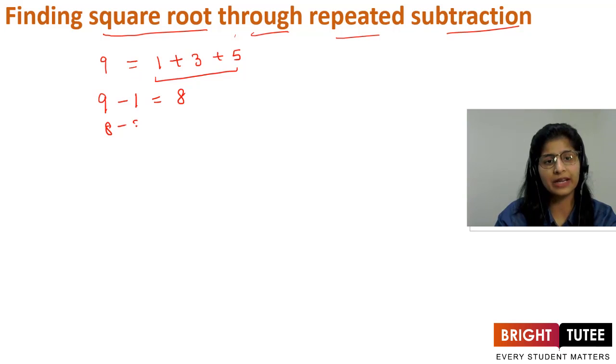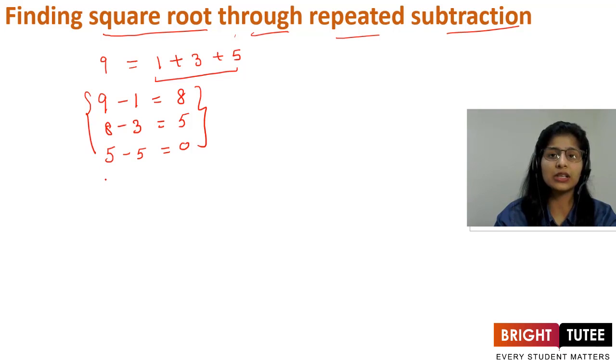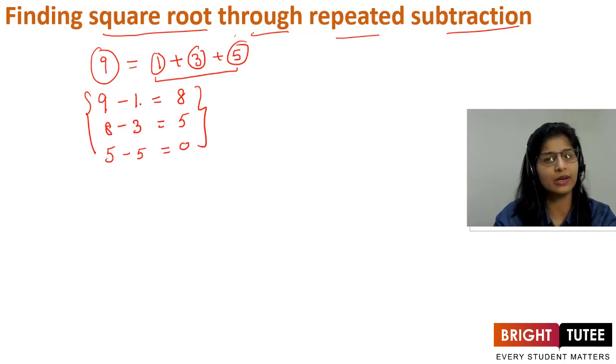From 8, we subtract the next odd number, that is 3, we get 5. And from 5, we subtract the next odd number, that is 5, and we get 0 as the answer. So, we were able to reach the conclusion that 9 is a perfect square. Also, there are only 3 odd numbers. It is a square of 3. So, that is also one of the results that we have already done.